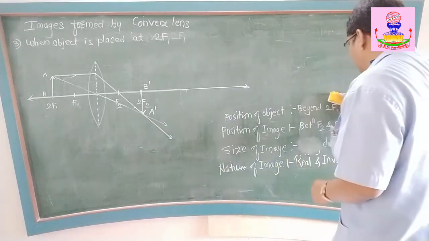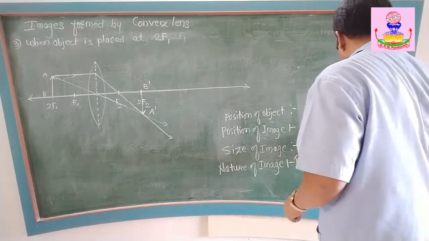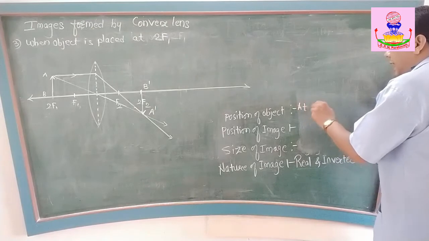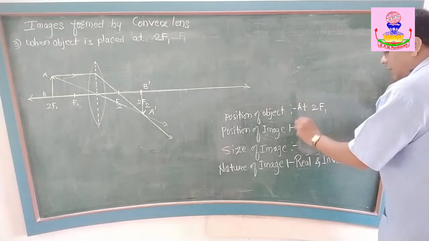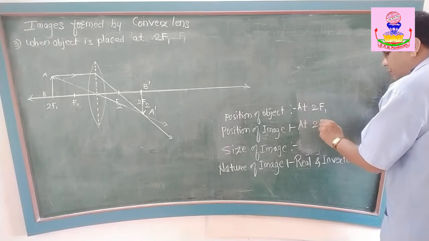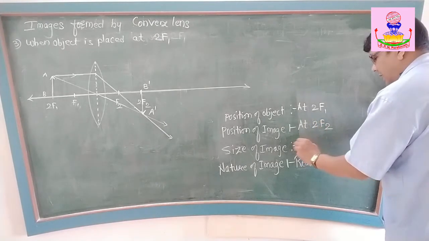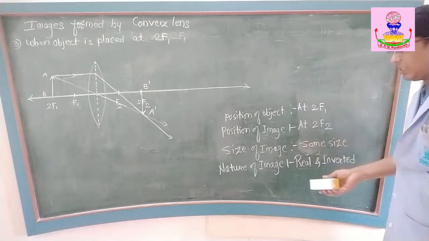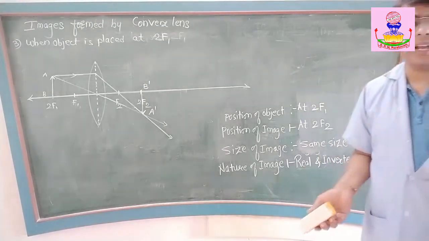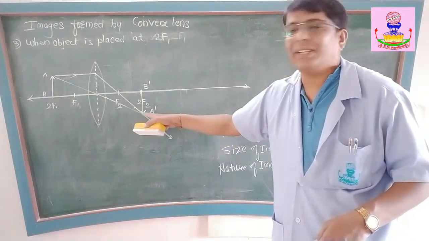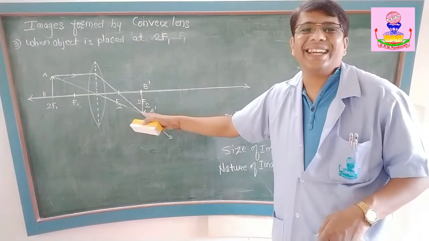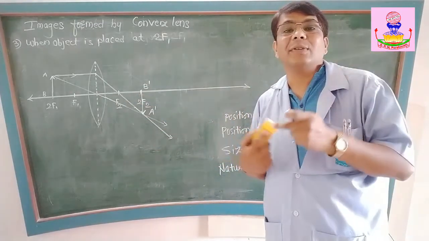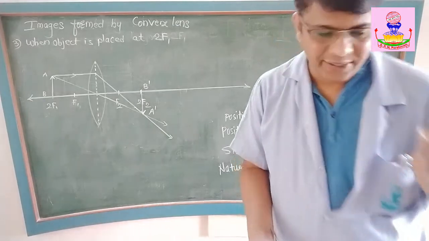Okay, so now the information. Position of object at 2F1, position of image at 2F2, size of image same size, and nature of image real and inverted. Why? You can see it is inverted. See the arrowhead. So it is inverted. Secondly, rays of light actually meet, so it is a real image.